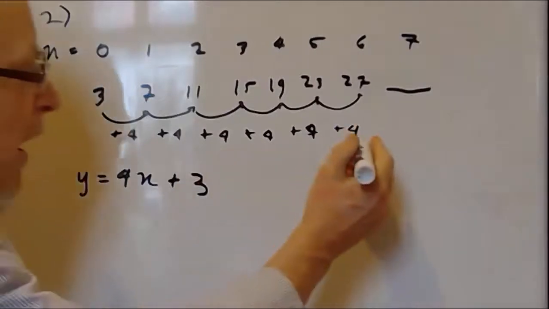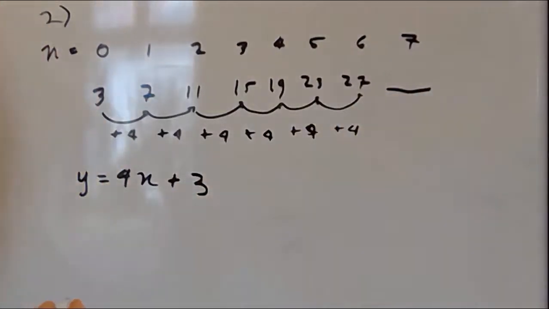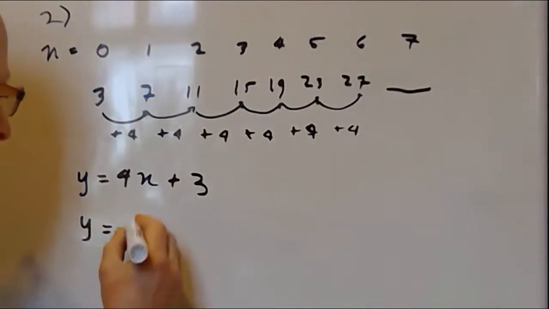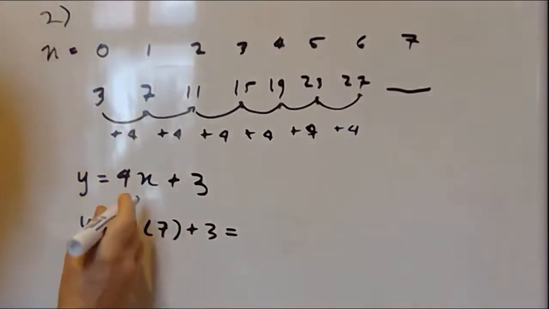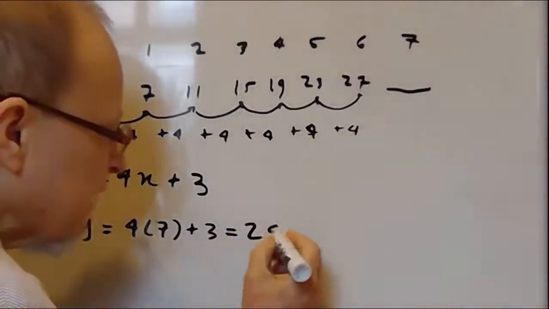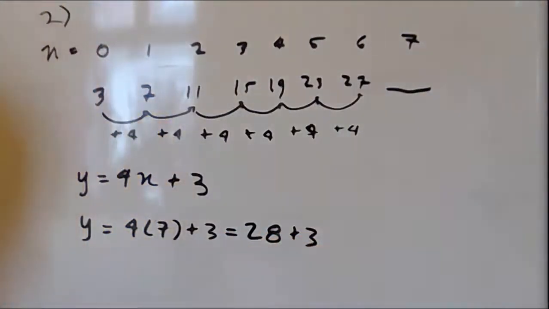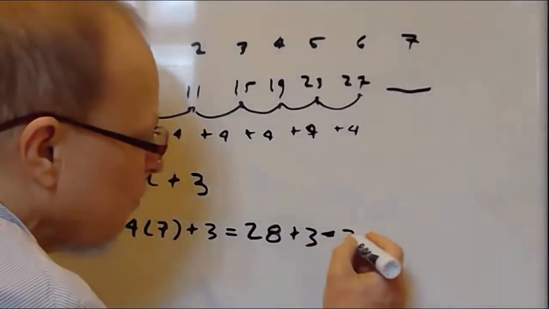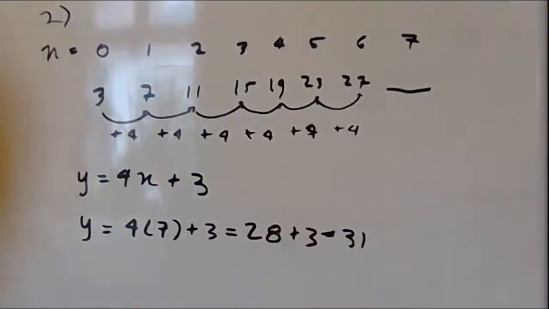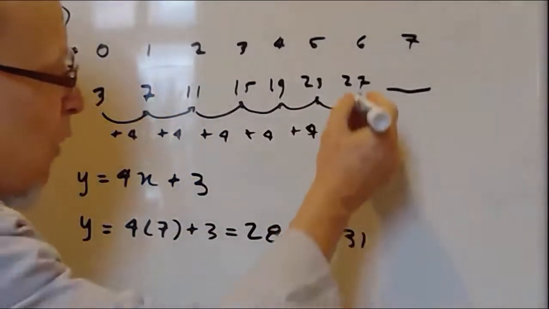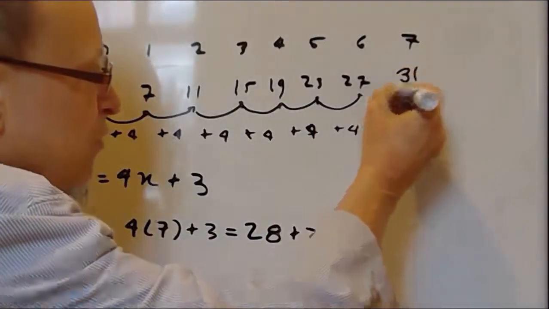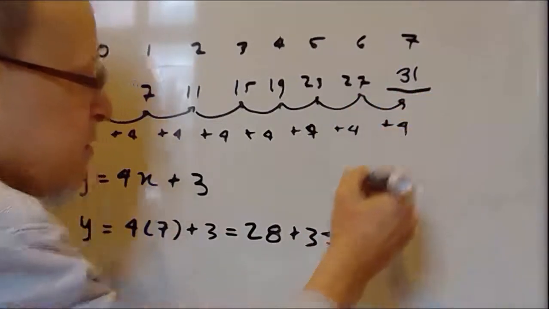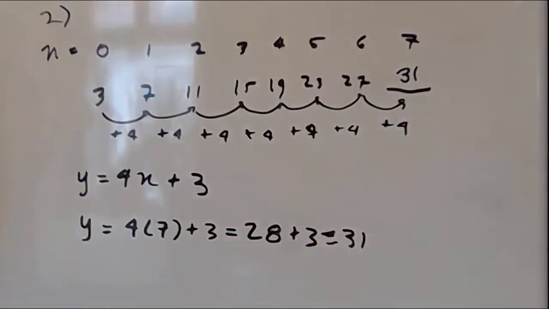So now that we see n is equal to 7, because that's where our blank is, we have y is equal to 4 times 7 plus 3. So that's equal to 4 times 7, which is 28, plus 3. So that will give us 31. So now we can look at our prediction here and say, well, if we add 4 to 27, indeed we do get 31. So the formula does indeed work.